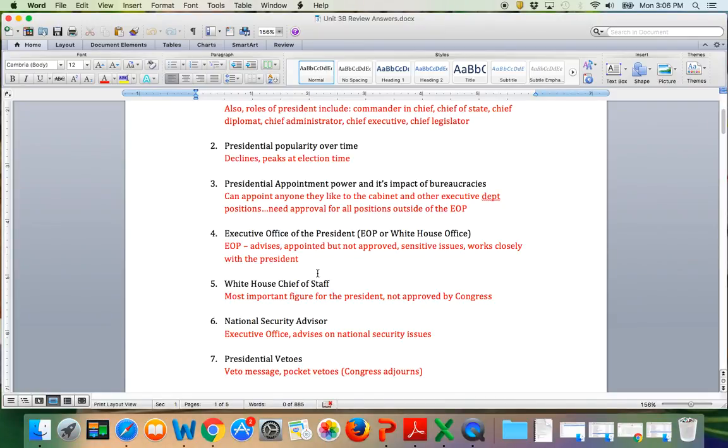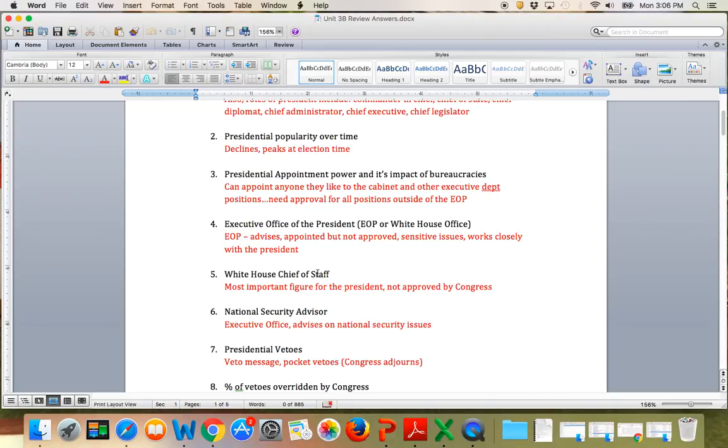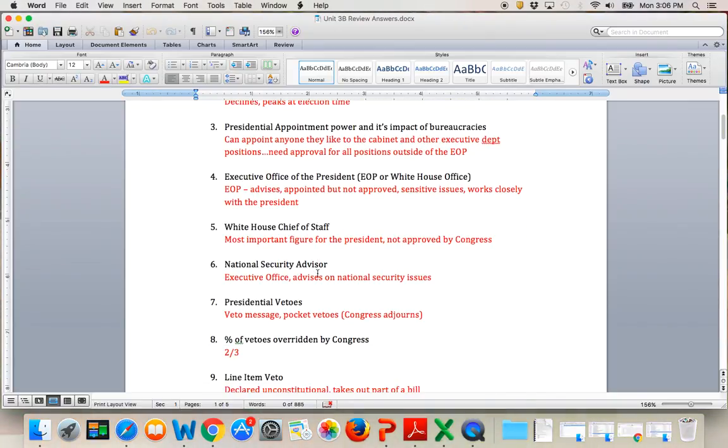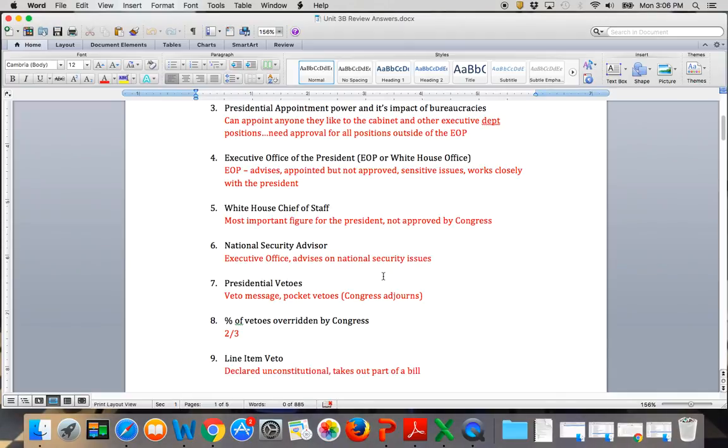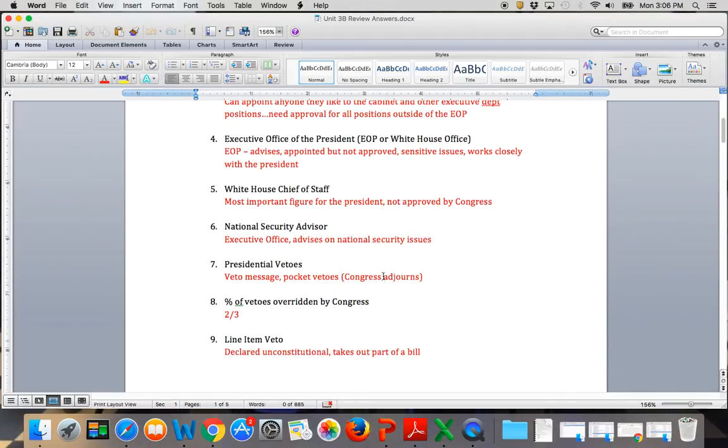The White House Chief of Staff, one of the most important individuals, right-hand man of the President, not approved by Congress. People like the National Security Advisor advise on all the security issues, meet with the President each day, and is part of the executive office.